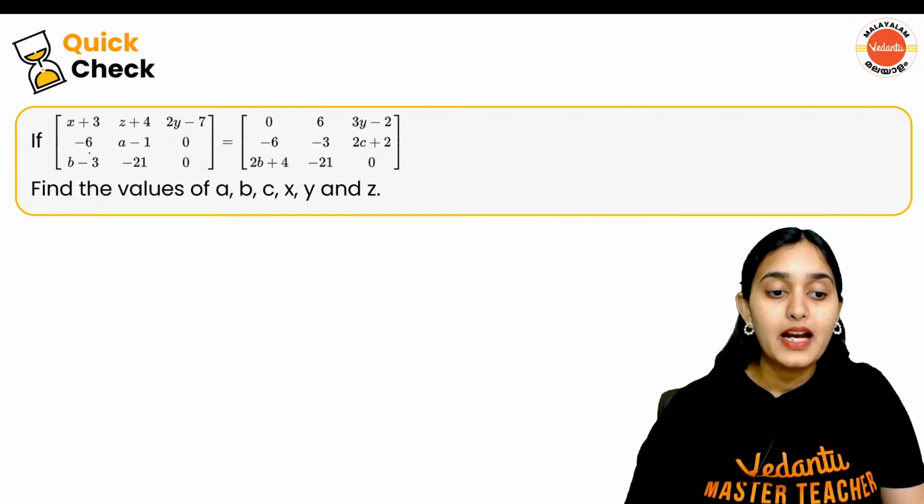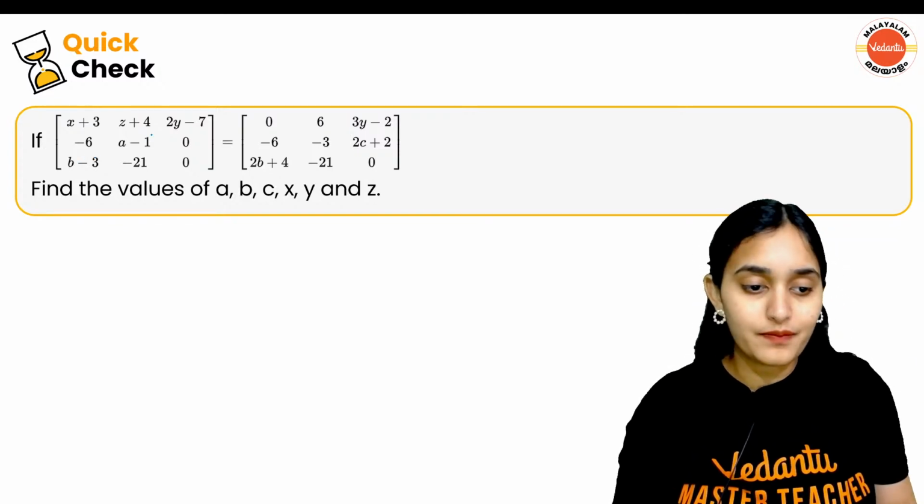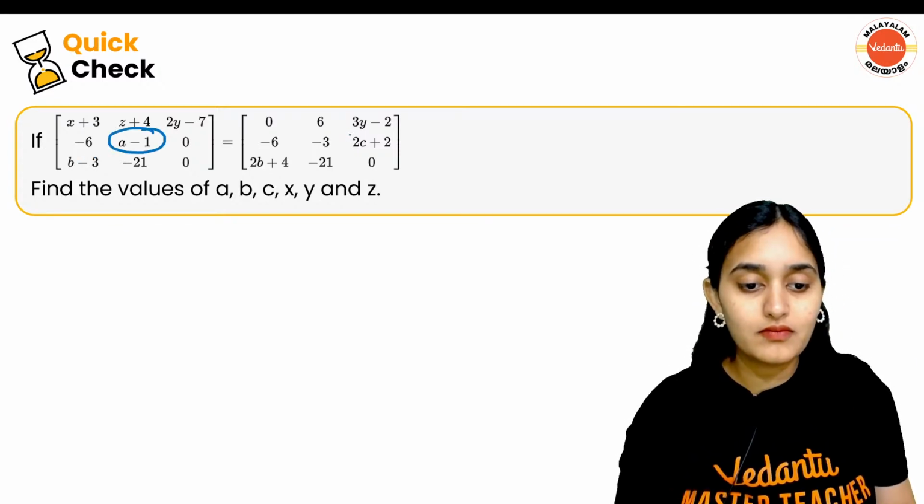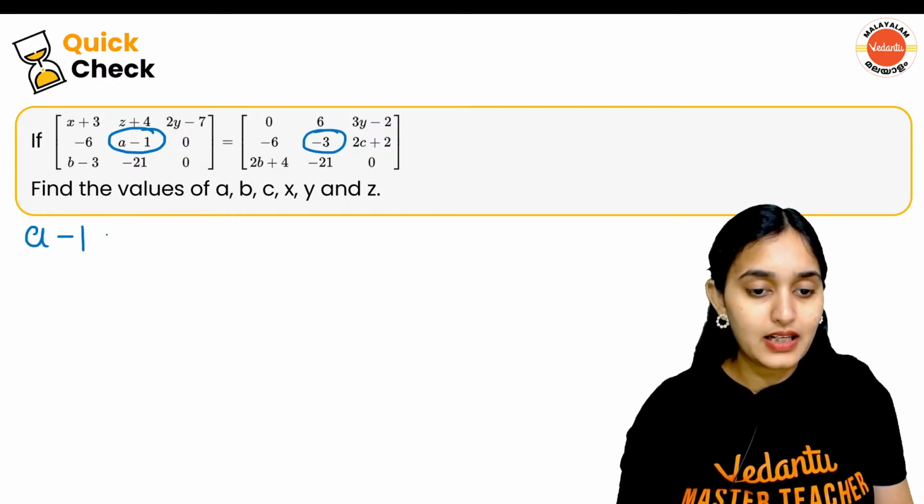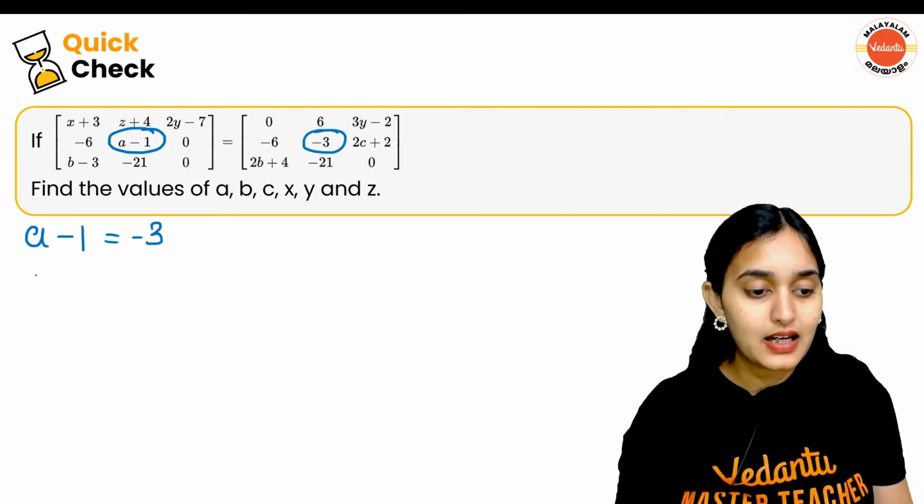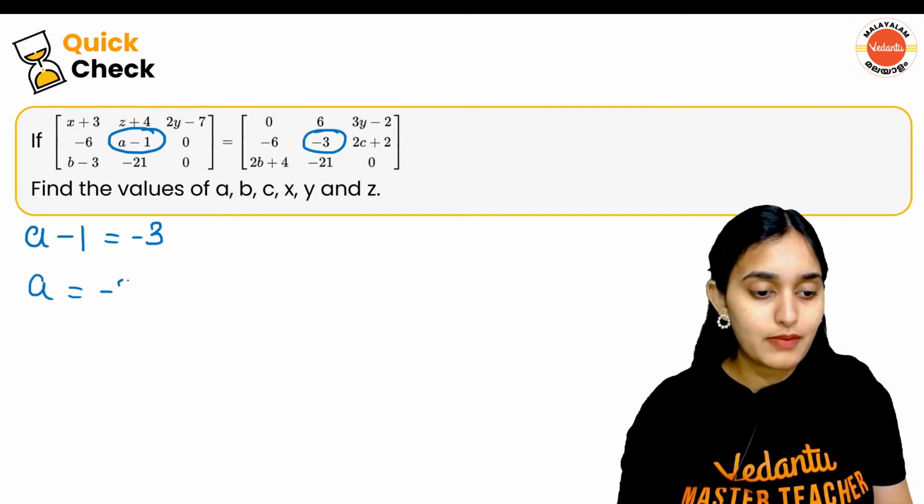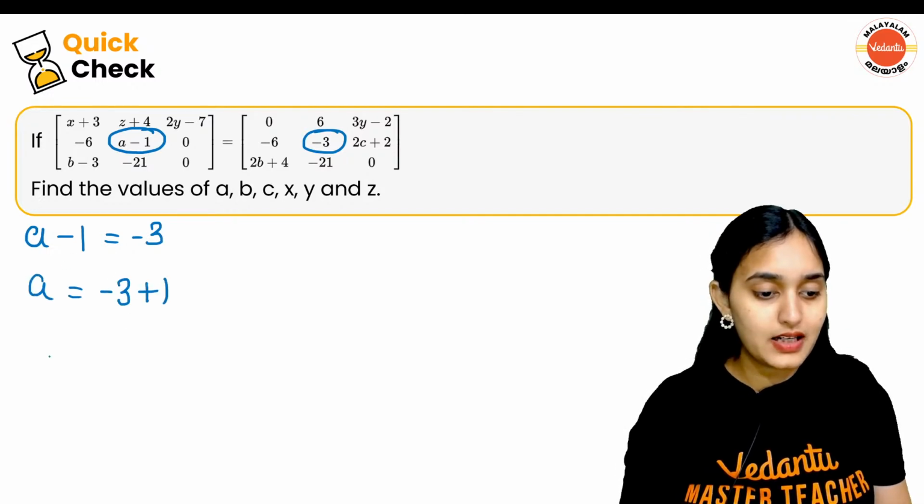Moving on. Let's find out A, B, C. A minus 1 is equal to minus 3. So A is equal to minus 3 plus 1. A is equal to minus 2.